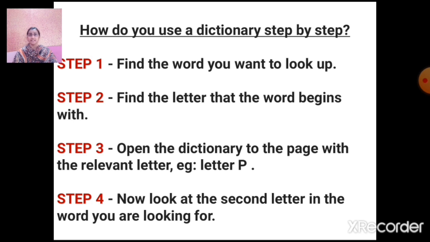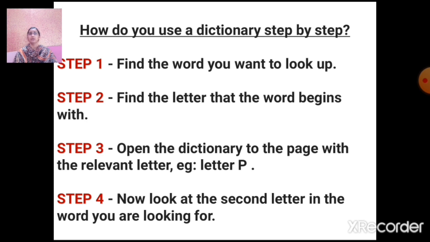Now, let's understand how to use a dictionary step by step. Right. Now, the first step is find the word you want to look up. Now, for example, I want to look up the word pain, that is P-A-I-N. Then, the next step is find the letter that the word begins with. Now, the word pain begins with the letter P. Then, the third step is open the dictionary to the page with the relevant letter, that is, for example, P.